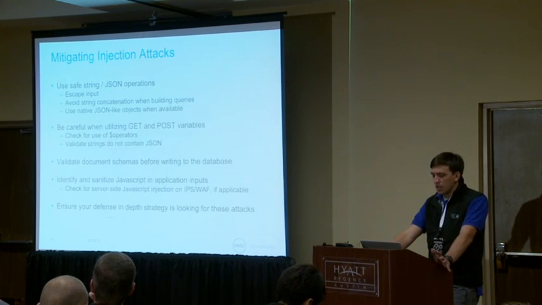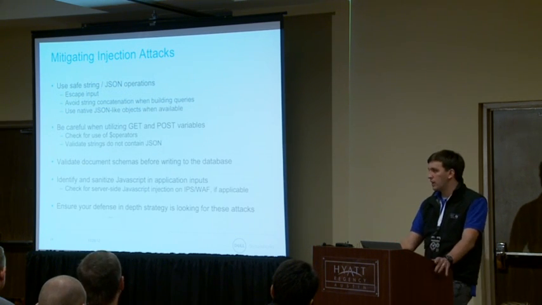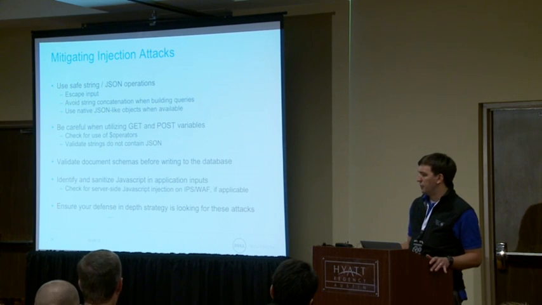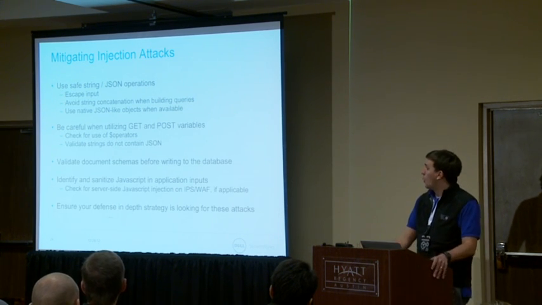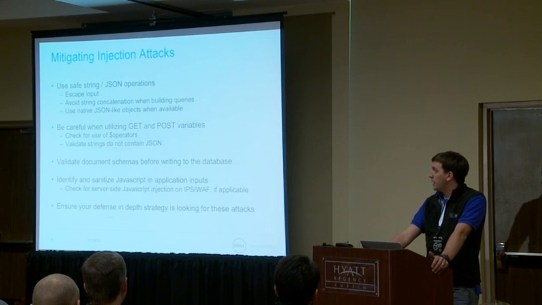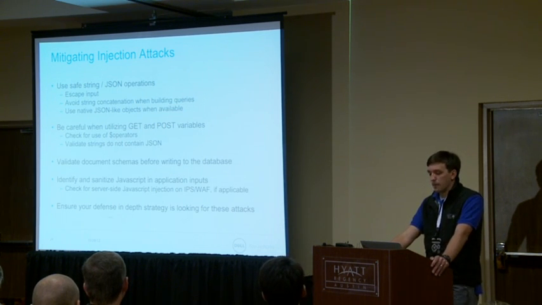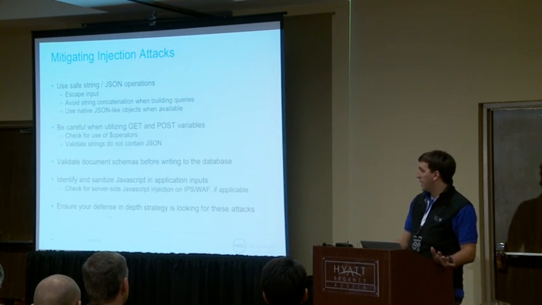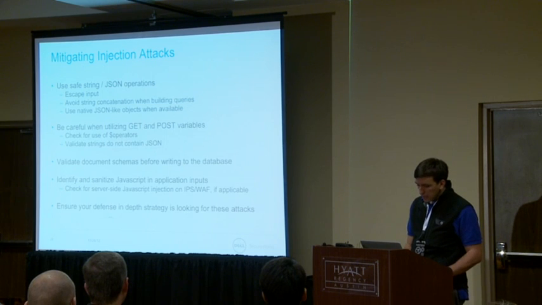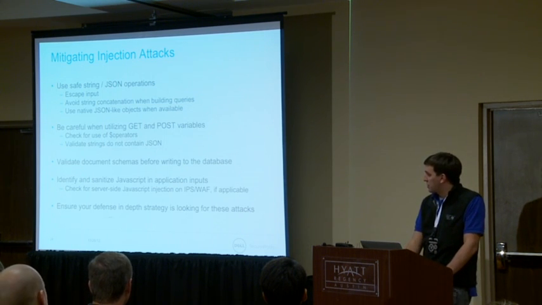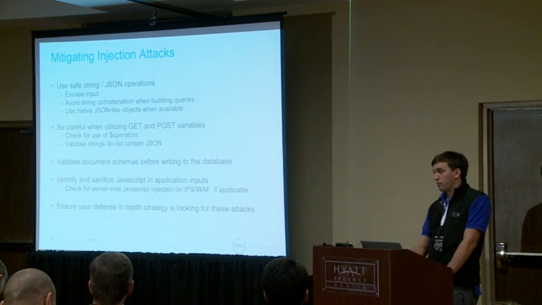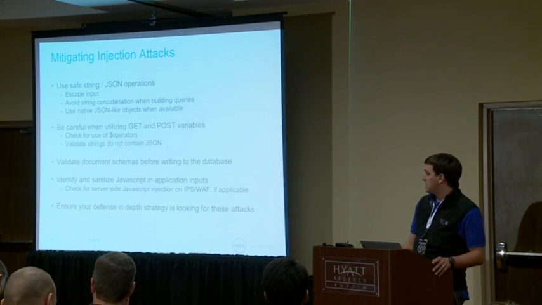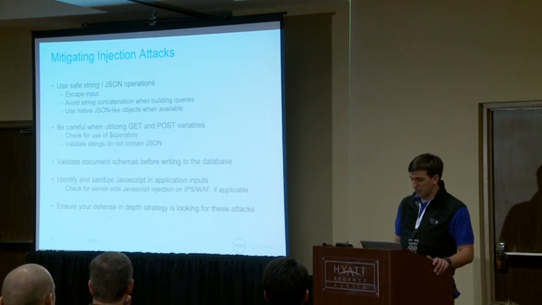So again, mitigating all these injection attacks, it's really important that if you have native JSON objects in your language, that you're using them. We need to make sure that we're escaping any of our input, and be careful when you're working with variables that are provided by the user. It's also important that if you are accepting JavaScript, you're sanitizing, and make sure that your defense in depth or your threat model is up to date and is trying to identify these specific types of attacks.